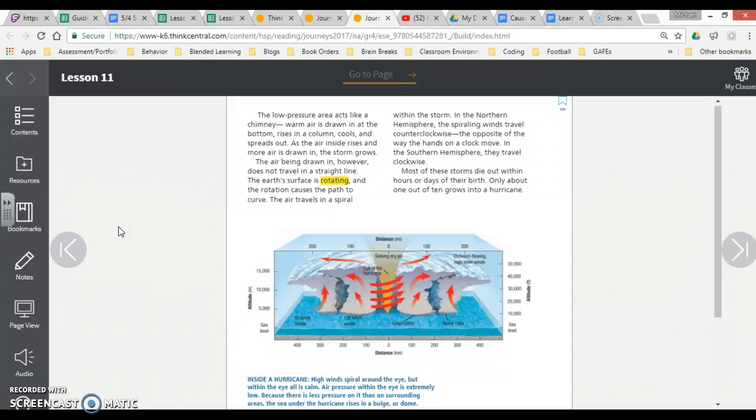So a common organizational structure in text explains processes, such as development of a hurricane, as cause and effect. So there's some examples here. The low pressure area acts like a chimney. Warm air is drawn in at the bottom, rises in the column, cools, and spreads out. As the air inside rises and more air is drawn in, the storm grows.